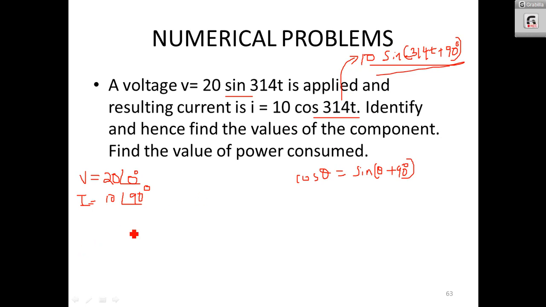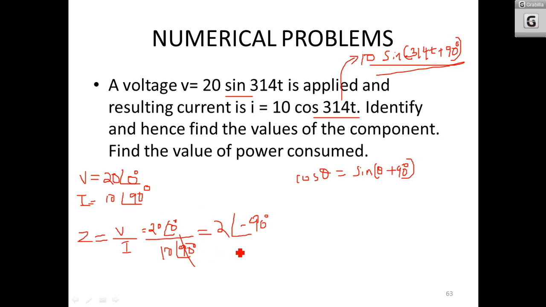Now, what is impedance? Impedance is given by Z equal to voltage divided by current. Voltage is 20 at an angle 0, divided by 10 at an angle 90 degrees. So what is the answer? 20 by 10 is 2, and 0 minus 90 gives an angle of minus 90. So the impedance is 2 at an angle minus 90.